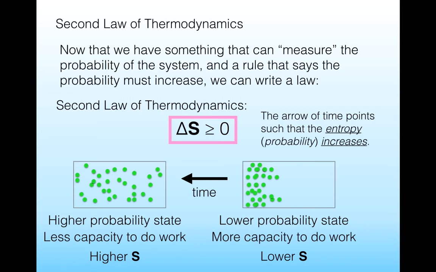The second law of thermodynamics states that the change in entropy for a system can either be greater than 0 or equal to 0. But you can never go to a lower probability state from a higher probability state. You can go between two states that have equal probability, but you can't go to another state that is losing entropy. And so the arrow of time must point so that entropy increases.